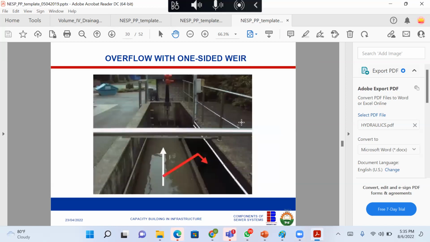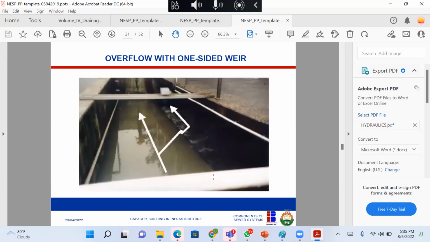So this is what it looks like. You see, normal water will be flowing here. As soon as the water gets to a certain level, it will overflow here. The same thing here. So this is a normal wastewater flow, well polluted. But once there's a storm event, the water level rises and then overflows here.